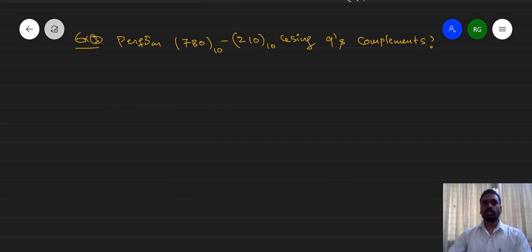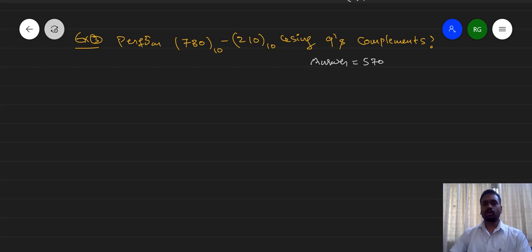So let us see example 3. In this third example, we considered two decimal numbers and we can use the 9's complement, because for a decimal number system, the r minus 1's complement is 10 minus 1, that is nothing but 9's complement. So let us see how to find this, right? Here the first number is 780 and the second number is 210. Surely the answer would be, that is 7 minus 2 is 5, 8 minus 1 is 7, 0. The 570 is what I have to get. This is my final result, right?